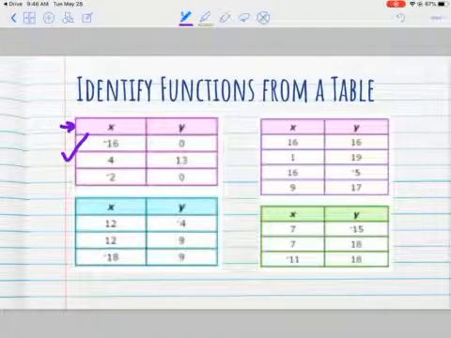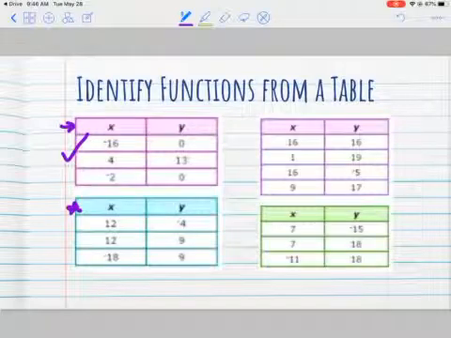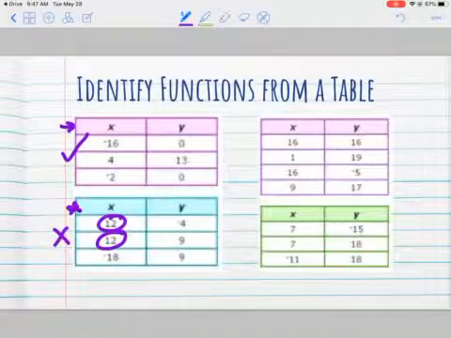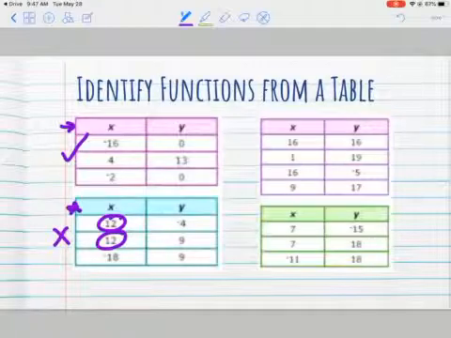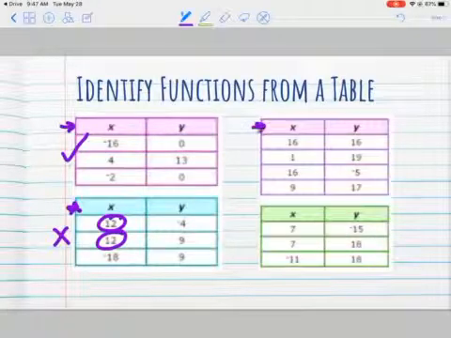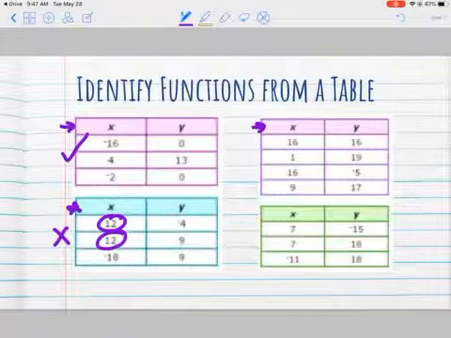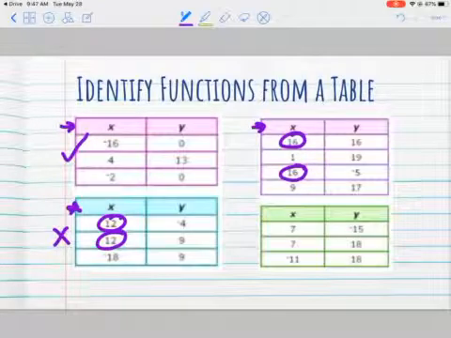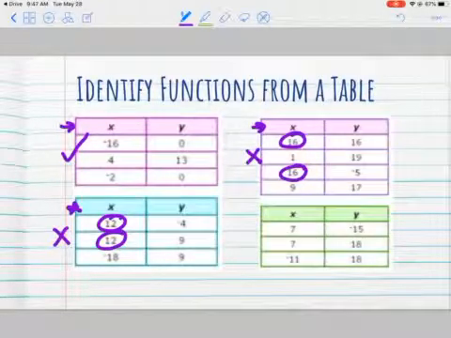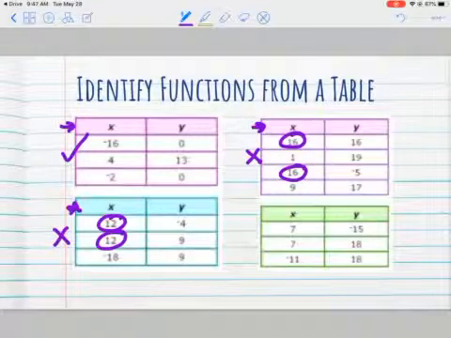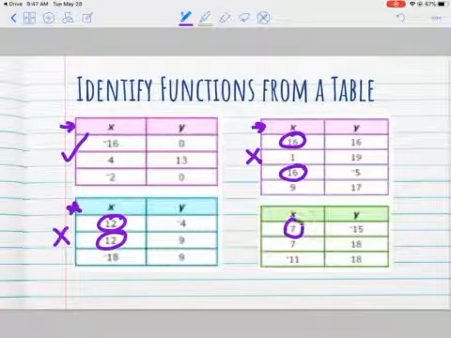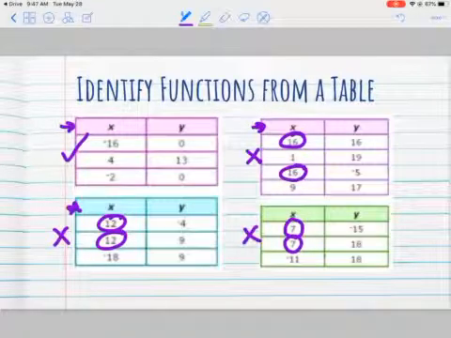Looking at our next table, the blue one, now I have 12, 12, and -18. Notice that the 12 repeats, so this one is not a function. Looking at our third table, we have 16, 1, 16, and 9. Since there is a 16 that shows up twice in our domain, this one is not a function. And our fourth and final table, our x values are 7, 7, and -11. Since the 7 repeats, this is not a function.